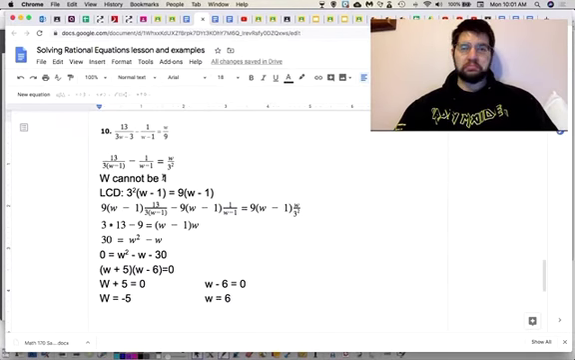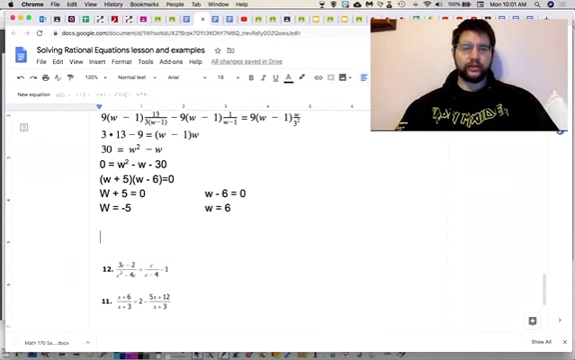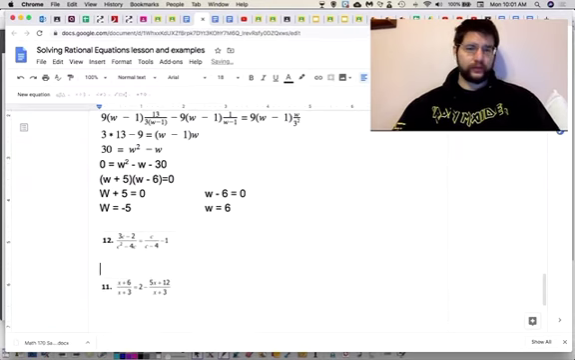Check it out. W cannot be 1. That's not a 1. That's not a 1. Both are good to go. I'm going to leave it like that and be done. So there was no extraneous root on that one. Even though it had 2 answers, so it's possible to have more than one answer.